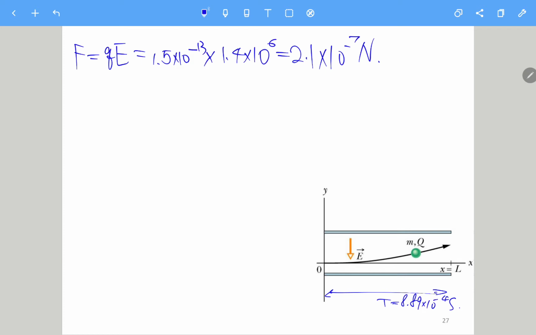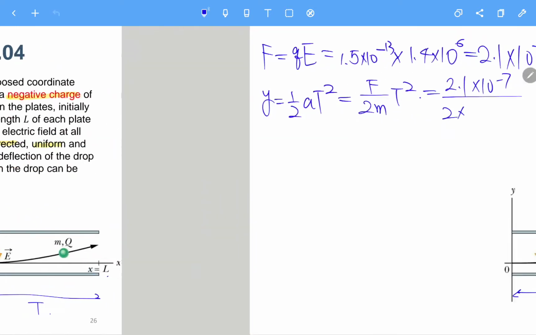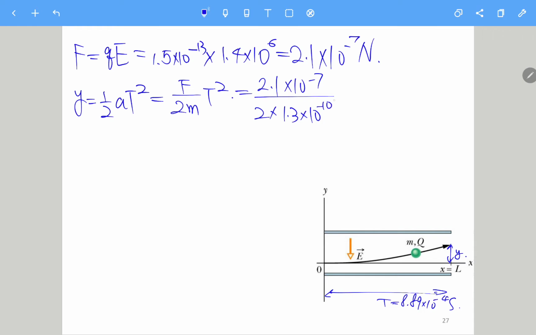So this is just like a high school physics question. We would like to calculate the y coordinate here. The y will be nothing but 1/2 a t squared. And a is F over m by Newton's second law of motion. So this is 2.1 times 10 to the minus 7, over 2 times the mass, which is this one, 1.3 times 10 to the minus 10.